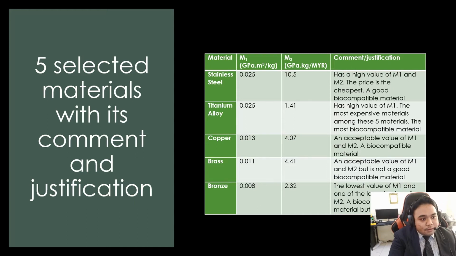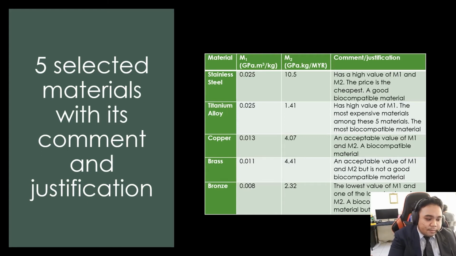This is the table for the 5 selected materials with their comments and justification. Stainless steel has a high value of M1 and M2. Titanium alloy has a high value of M1 and is the most expensive material among these 5, but it is also the most biocompatible material. Copper has an acceptable value of M1 and M2. Brass has acceptable values of M1 and M2, but it is not a good biocompatible material. Bronze has the lowest value of M1 and one of the lowest values of M2, and it is also a good biocompatible material.